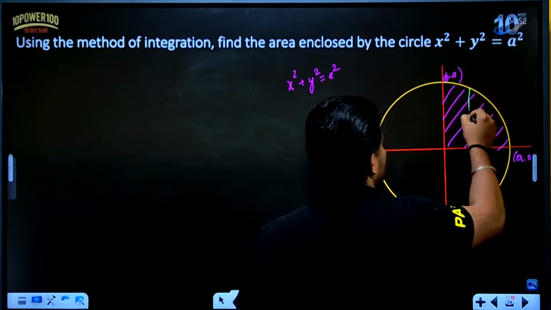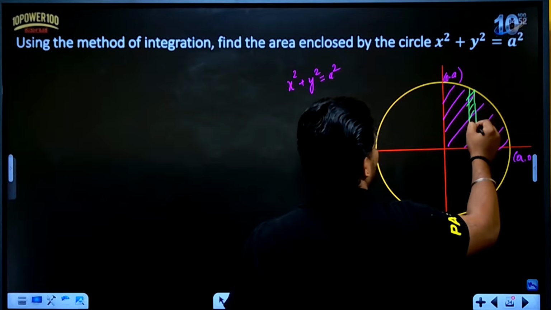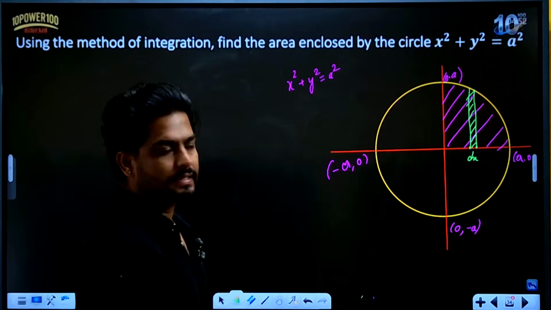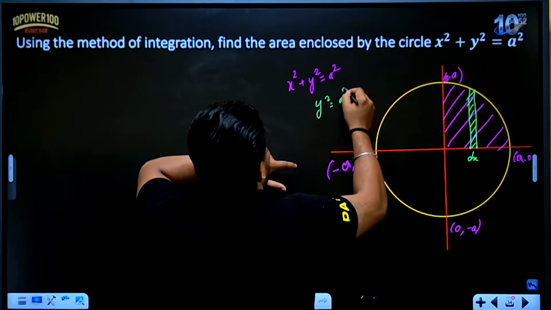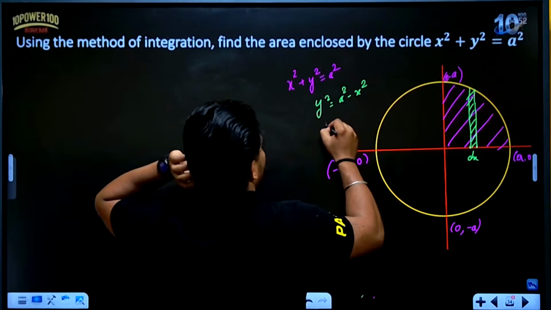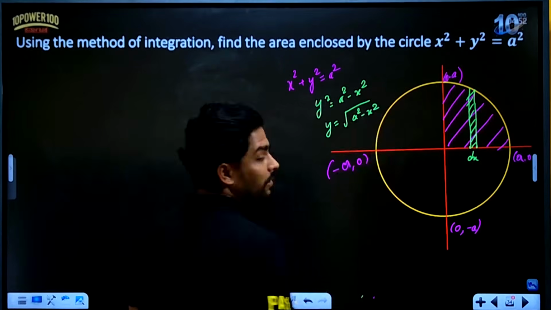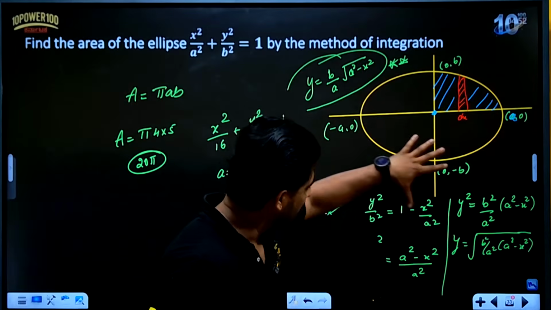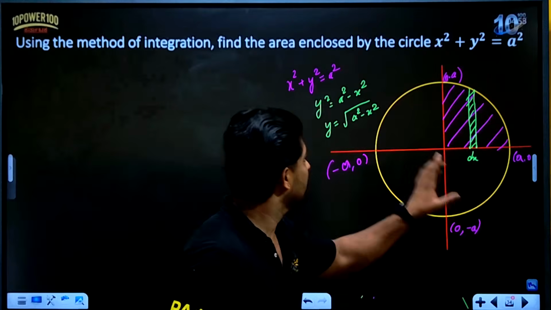I'm going to take this strip. This is only dx for us. After that, solve for y. So y square is equal to what? a square minus x square. So y is equal to root of a square minus x square. It's that simple. Otherwise there would have been extra headache. So this and all we did earlier, right? Those were extra calculations, and you make a lot of mistakes there, but in this case it is very simple.